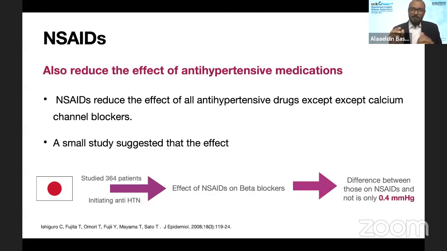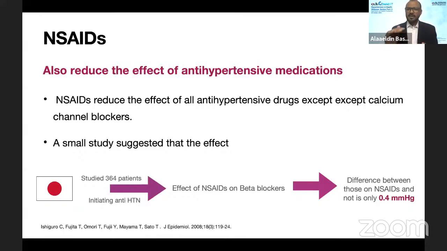The effect on beta blockers is a bit controversial. All the studies say that the effect on beta blockers is that it antagonized the effect of beta blockers. However, there is a small study from Japan that included around 364 patients, and they are hypertensive and they were initiating treatment, and patients were on non-steroidal anti-inflammatories and they started on beta blockers as well.